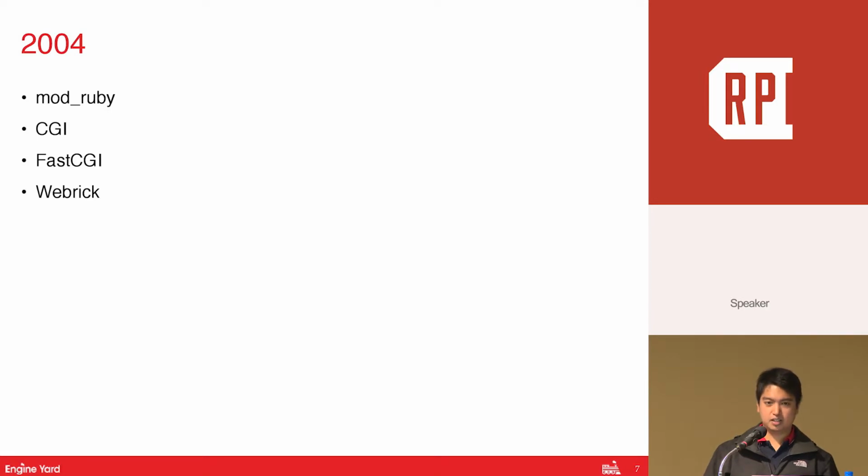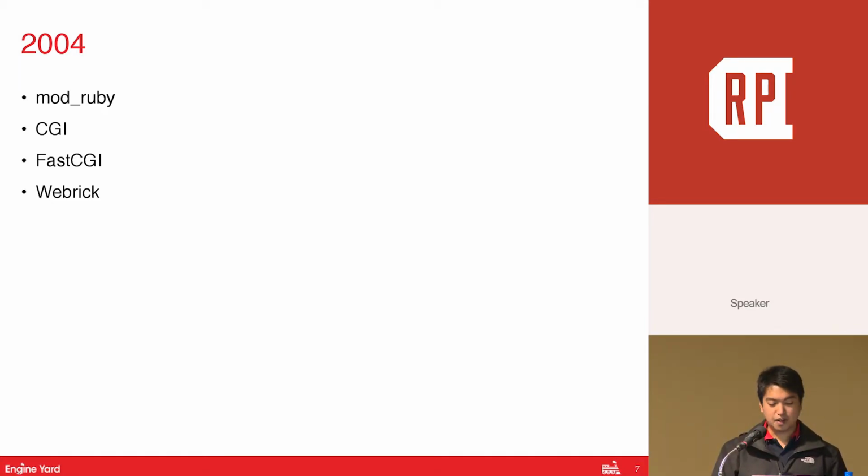Then we have WEBrick. You're all familiar with it. If you run Rails server, then you'll get this server for development. It's not really used in production because you can only process one request at a time. But for small load, yeah, it might work.